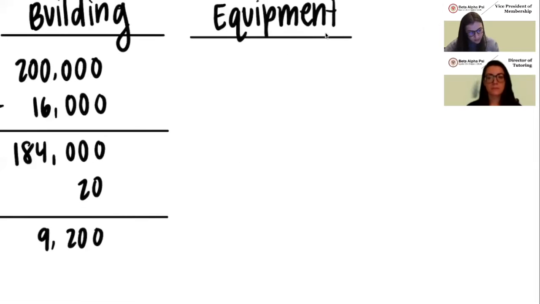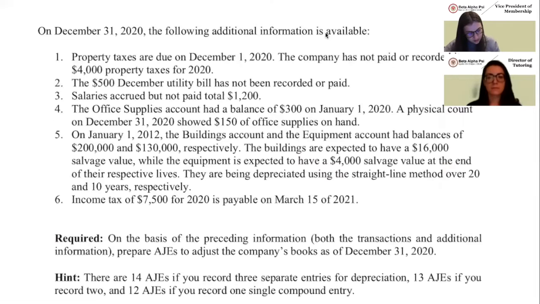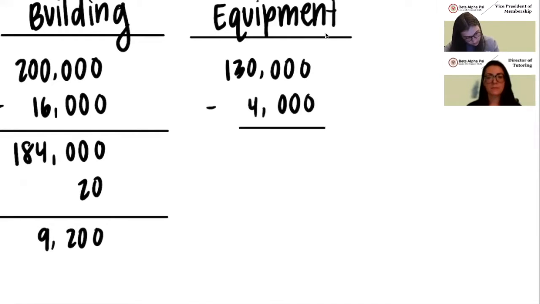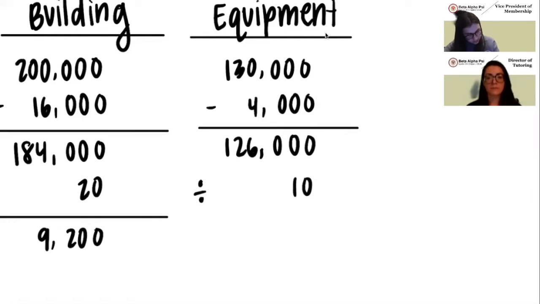And now for the equipment, they tell us that it is worth $130,000 with a $4,000 salvage value over 10 years. So we have $130,000 minus $4,000. And that gives us $126,000 divided by 10 years, which means each year we'll be depreciating $12,600.